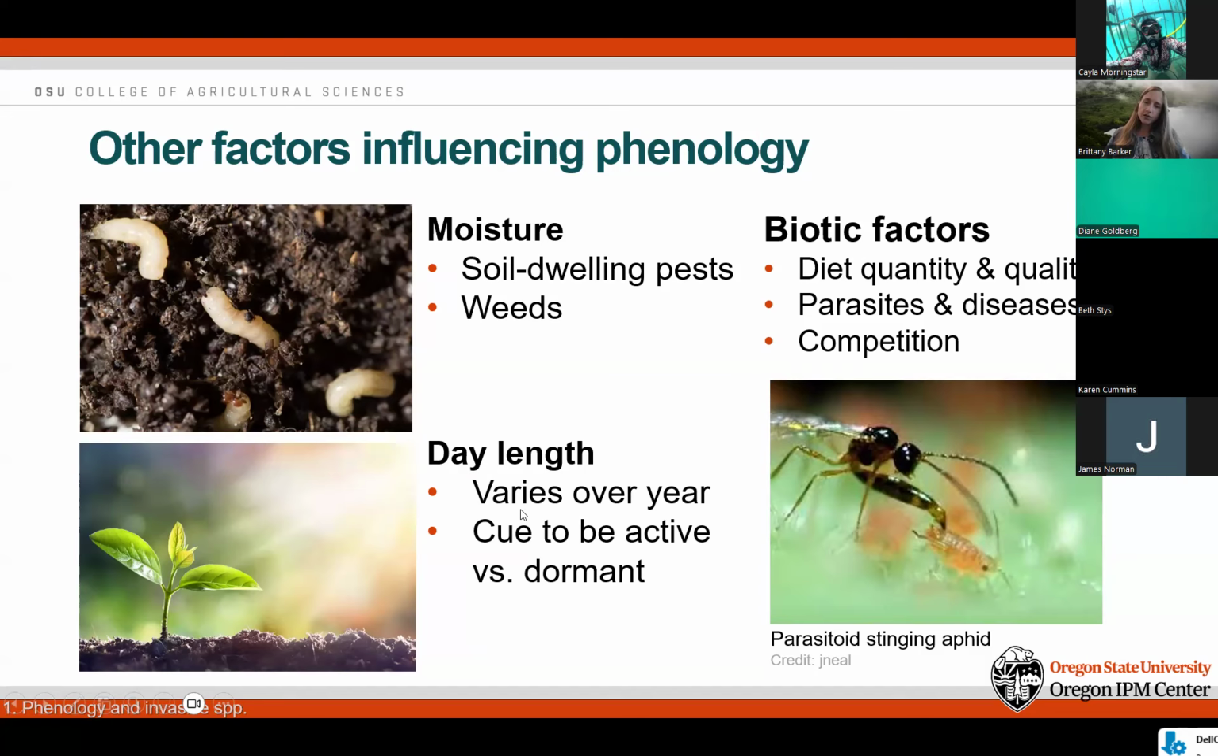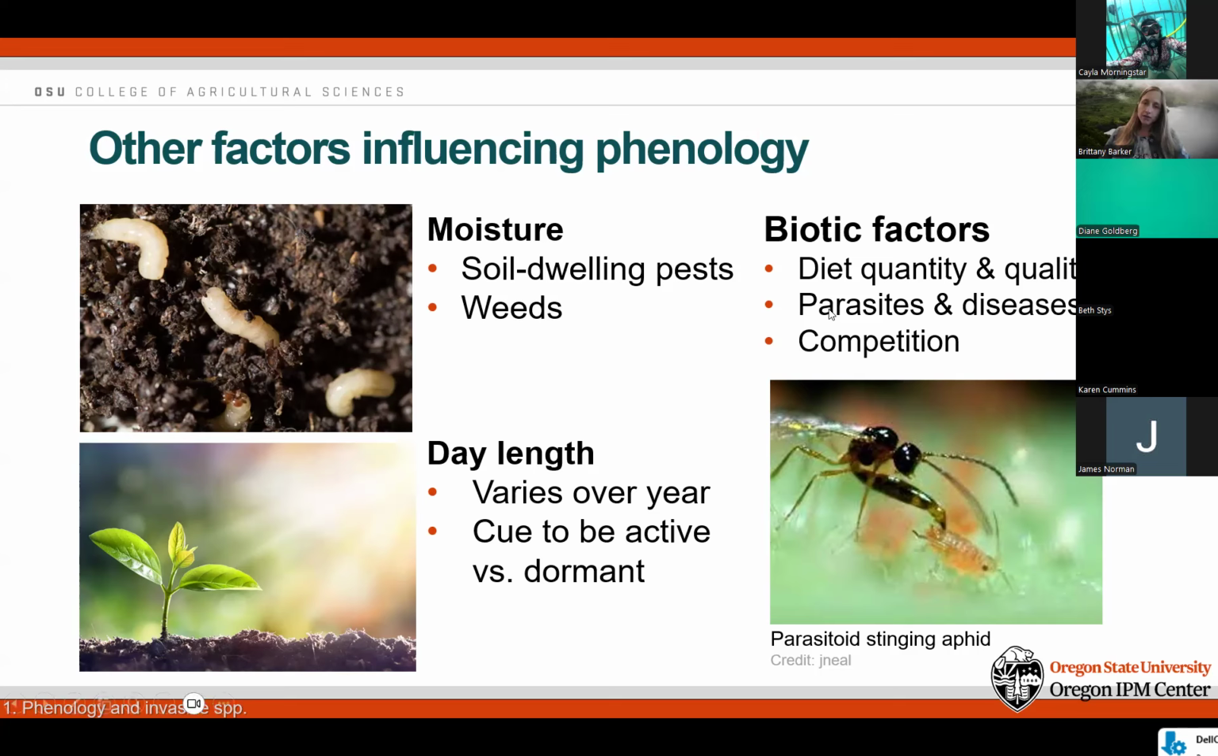This is particularly true in environments that are seasonal. So, for example, much of the U.S. has a seasonal environment where day lengths can vary throughout the year significantly. And so this can be a cue to be active versus dormant. In the fall, when day lengths start getting shorter, that combined with declining temperature can be a trigger for some species, or insect species in particular, to enter diapause. And then when temperatures start warming in the spring, day lengths become longer. That can be the cue to become active again and resume development.